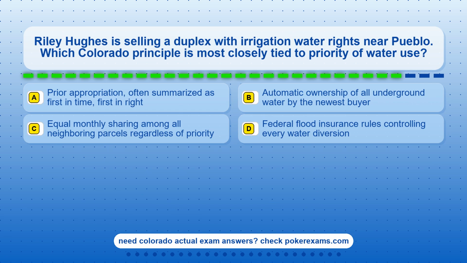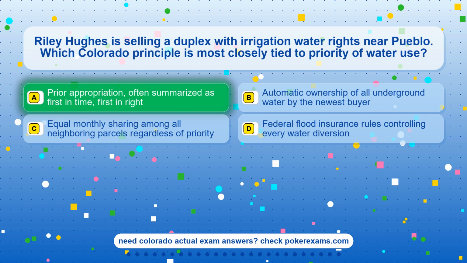Question 18. Riley Hughes is selling a duplex with irrigation water rights near Pueblo. Which Colorado principle is most closely tied to priority of water use? Option A, prior appropriation, often summarized as first in time, first in right. Option B, automatic ownership of all underground water by the newest buyer. Option C, equal monthly sharing among all neighboring parcels regardless of priority. Option D, federal flood insurance rules controlling every water diversion.